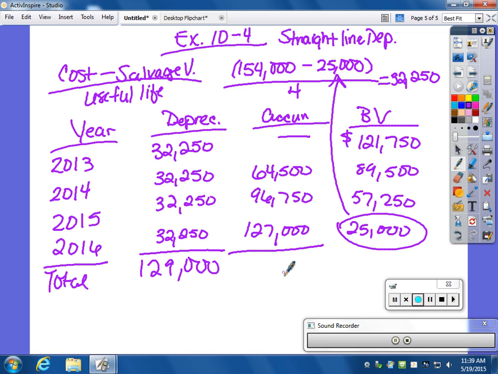Exercise 10-5. Refer to the information in exercise 10-4. Prepare a table showing depreciation and book value for each of the 4 years, assuming double declining balance depreciation.